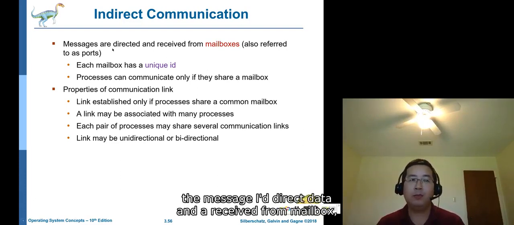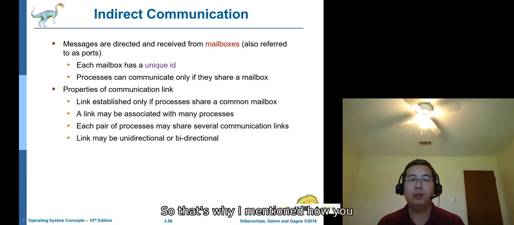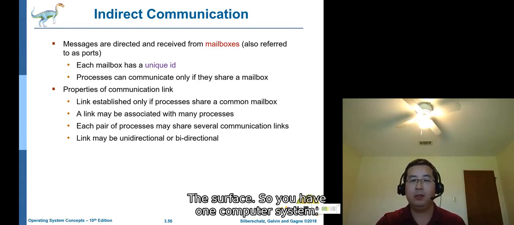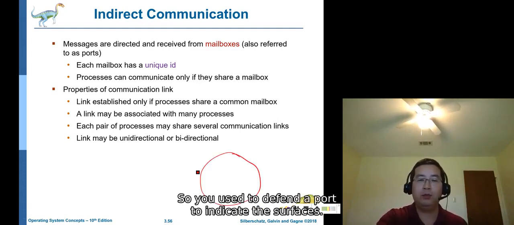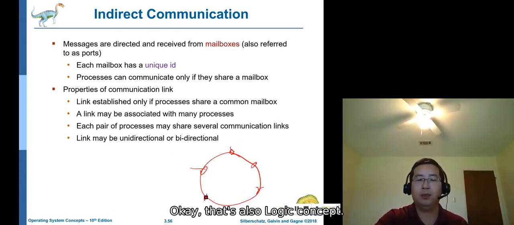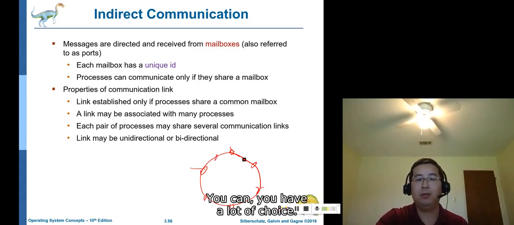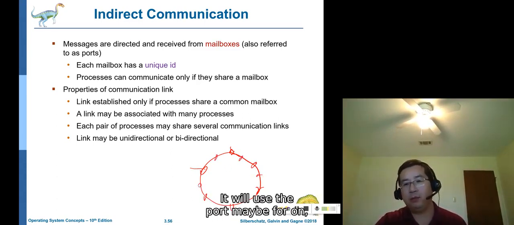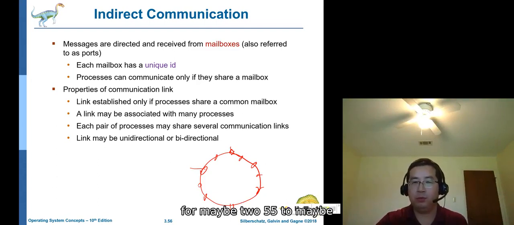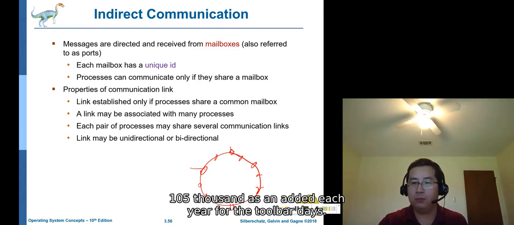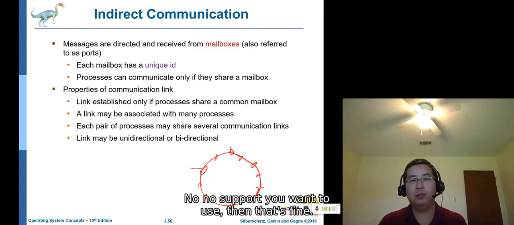Messages are directed to and received from a mailbox, also referred to as ports. That's why I mentioned how you use ports to indicate the services. You have one computer system, so you use different ports to indicate the services. That's also a logical concept. You have a lot of choices for the port number, maybe from 100 to 5,000, as long as both parties know which port you want to use, that will be fine.